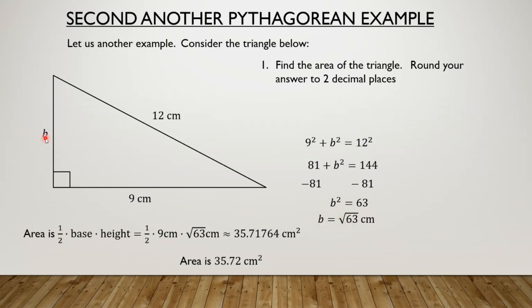Okay, so now that we know what the height is, what's the area? Well, it's 1/2 base times height. So in this case, we get 1/2 times 9 times the square root of 63 centimeters times centimeters. So we get 35.71764 centimeters squared. And I did say to round it to 2 decimal places, so that's what I did here.